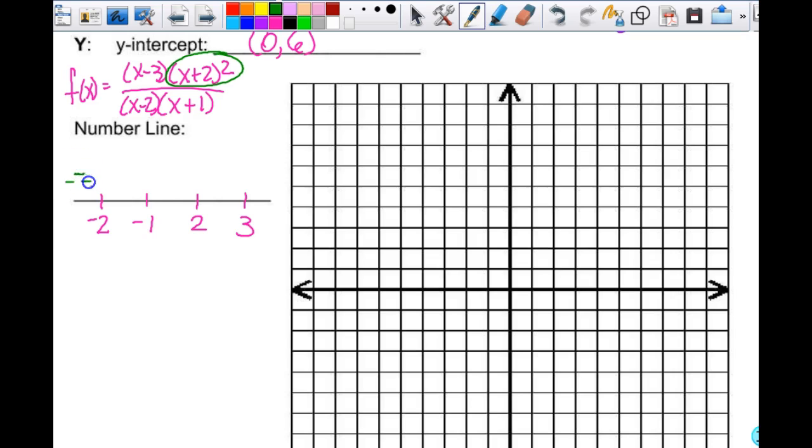That'll give me negative, negative, negative. That's negative. Negative 1.5, negative, negative, negative. That's negative overall. 0, negative, negative, positive. 2.5, the negative, positive, positive. And then a 4 would give me positive, positive, positive. Okay, so that's what my graph looks like for the most part, or where the positive and negative is anyway.